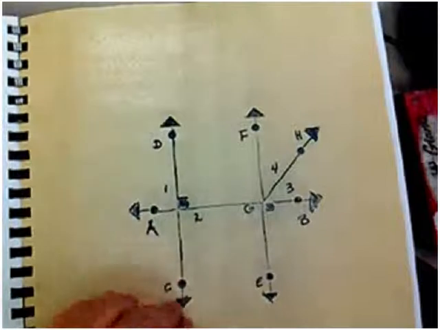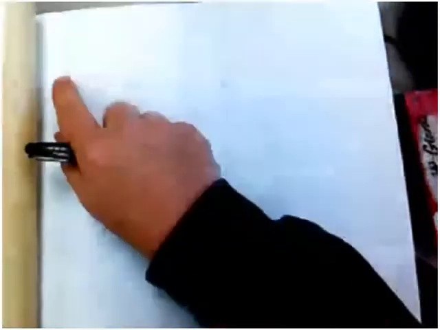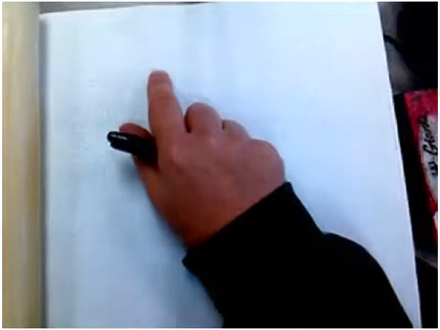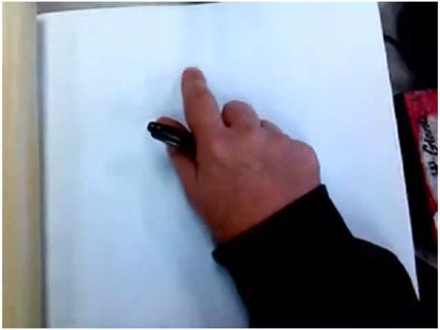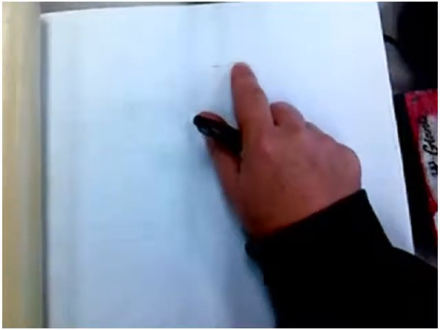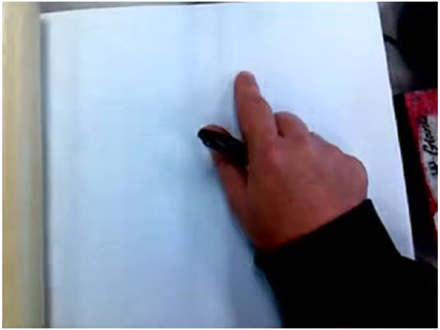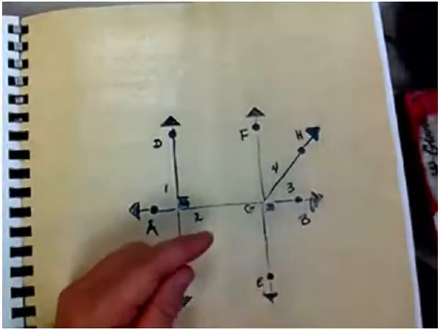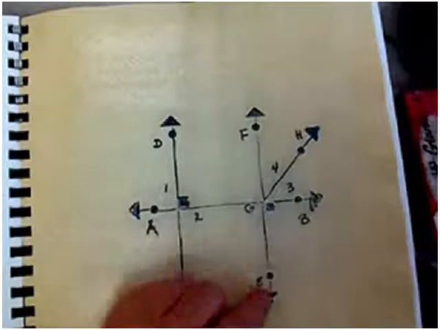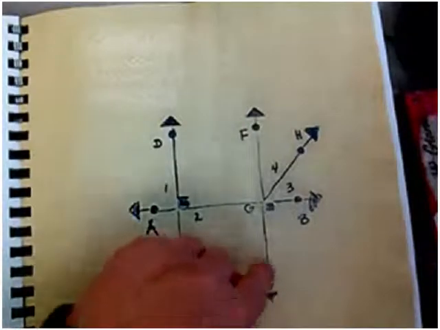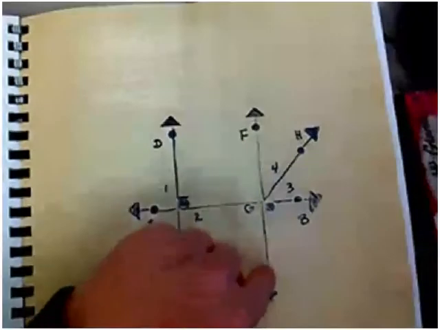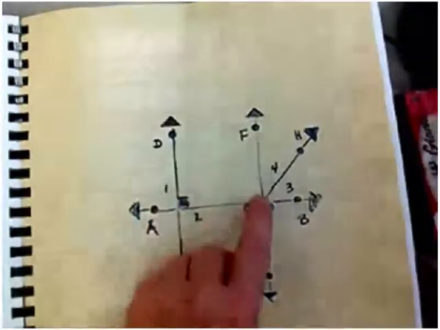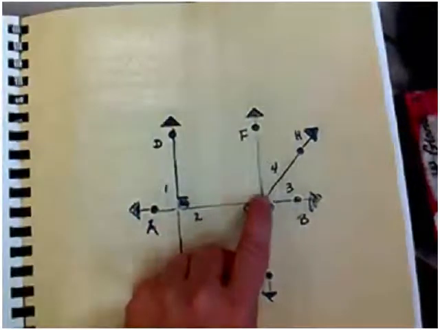Number 5 reads, line segment EF is perpendicular to line segment BG. All right, let's go take a look at that. So EF, we have to find EF. Well, EF was our big line, but now they're just talking about the line segment between E and F. Okay, cool. And is that perpendicular to BG?